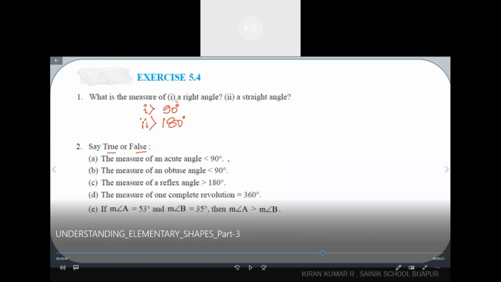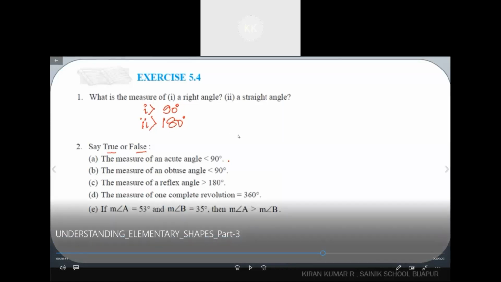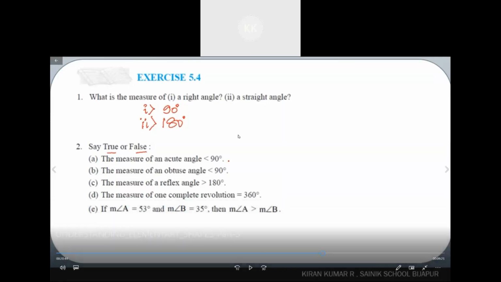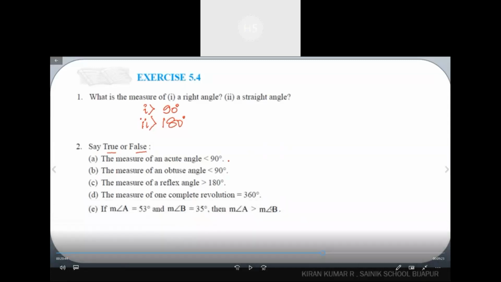Next is, what is the measure of a right angle? It is 90 degrees. A straight angle is 180 degrees. Next one is related to true or false. The measure of an acute angle is less than 90 degrees. Is it true? True. Second one, false, because an obtuse angle should be greater than 90 degrees. Third one, a reflex angle is more than 180 degrees. It is true.